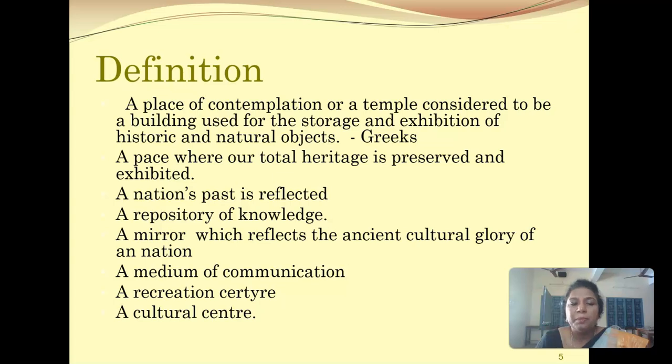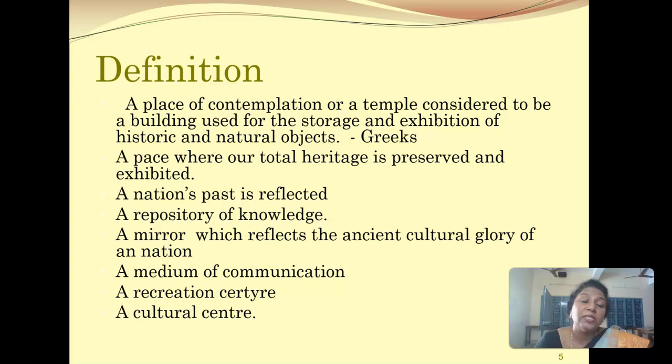A museum, according to the Greeks, is a place of contemplation or temple, considered to be a building used to store and exhibit historical and natural objects. It is a place where total heritage is preserved, and not just preserved but also exhibited. It reflects our past, it is a repository of our knowledge, and a mirror which reflects the ancient cultural glory of a nation. It is also considered a medium of communication and recreation.